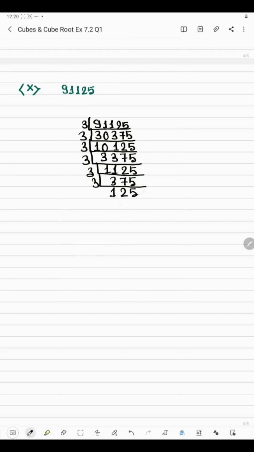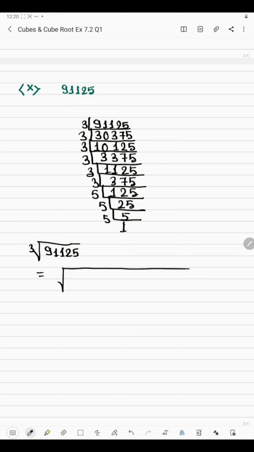Now see, it won't be further divisible by 3, and as the last digit is 5, it will be divisible by 5. So 5 2s are 10, 5 5s are 25, 5 5s are 25, 5 1s are 5. Okay, so the cube root of 91125 is... how many 3's we have got? 1 2 3 4 5 6.